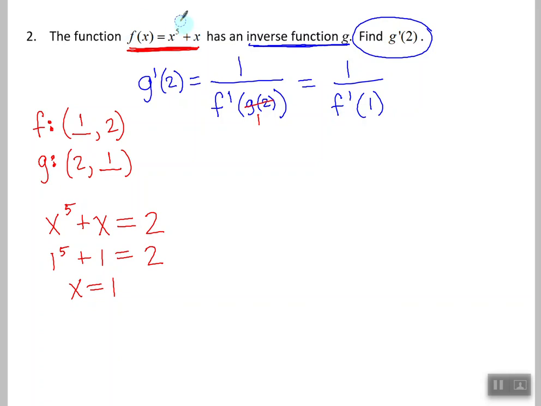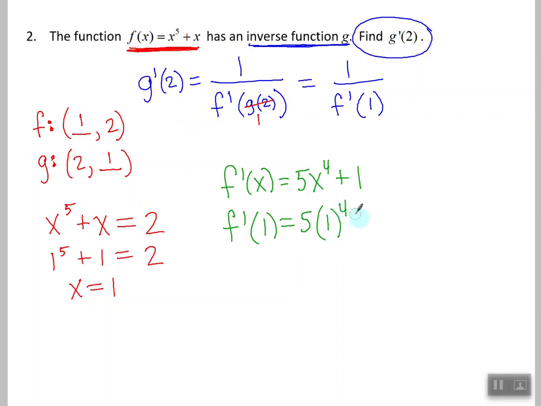Now I can deal with the derivative of f of x. Let's go ahead and do that. F prime of x equals 5x to the 4th plus 1, using our power rule for that function. And so f prime of 1 is 5 times 1 to the 4th plus 1, or 5 plus 1, which is 6. Now I can substitute that in there, and I get 1/6.